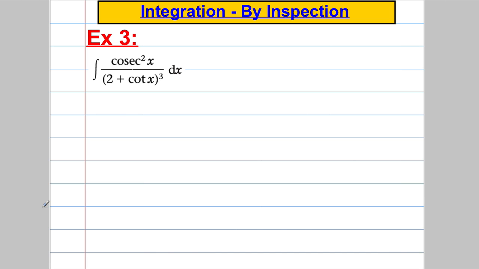Okay, let's have a go at another one. Now, this is a fraction. So the first thing I'd like you to think, before you do anything, is the top the differential of the bottom? So if our f of x was equal to 2 plus cot x cubed, is the top the exact differential? So let's try and work out the differential of the bottom. You'd bring down the 3, okay, you differentiate inside the brackets and you get, in fact, negative cosec squared x, and you keep the bracket as it is, but you'd reduce the power by 1.